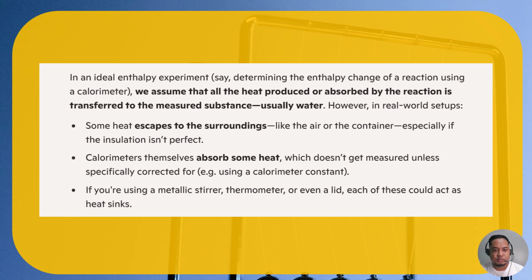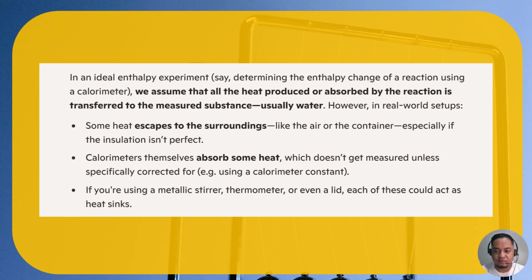All right, so going back to heat loss in enthalpy. In an ideal enthalpy experiment, let's say determining the enthalpy change of a reaction using a calorimeter, we assume that all the heat produced or absorbed by the reaction is transferred to the measured substance, usually water, right? However, in real-world setups, especially in our laboratory setup, some heat escapes to the surroundings, like the air or the container, especially if the insulation isn't perfect at all. Calorimeters themselves absorb some heat, which doesn't get measured unless specifically corrected. For example, you will use a calorimeter constant. The material of the calorimeter already absorbs the heat.